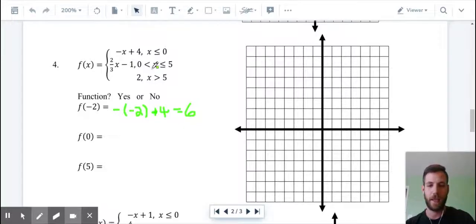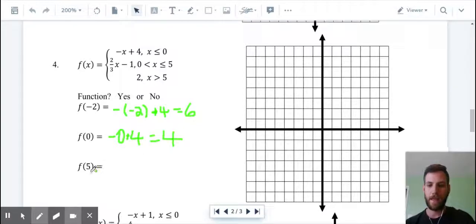It can't fit in the second one because that x value, which is 0, isn't greater than 0 or less than or equal to 5. It's the or equal to part of the first equation. So I would have -0 plus 4, which is just going to be 4.